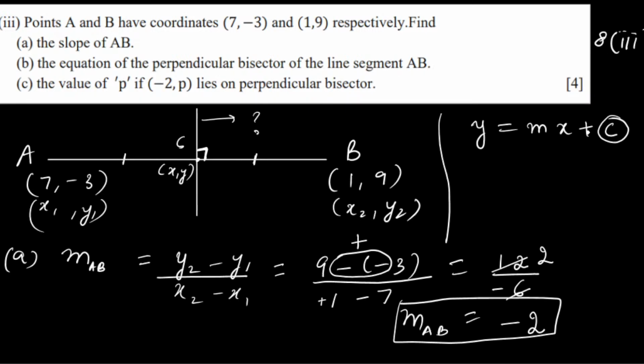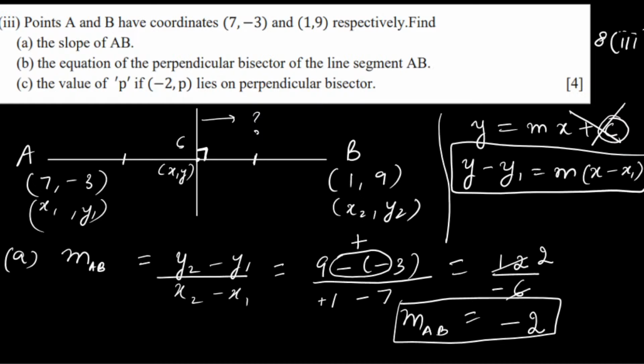The c is the y-intercept. We don't know it, that's why we will not use this form. The other form is the point form, which is y minus y1 is equal to m into x minus x1. So this is slope-intercept, and this is point form. We can find the coordinates of C and the slope and use this form to find the equation of this line.